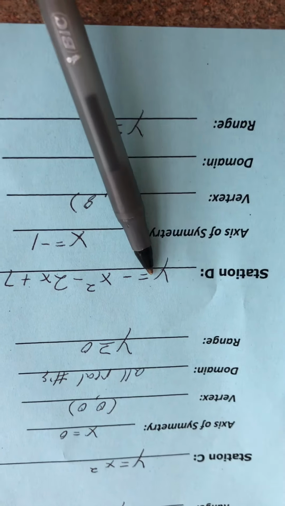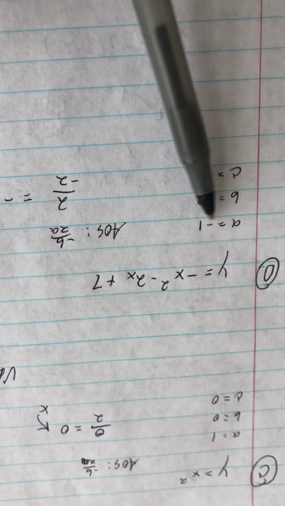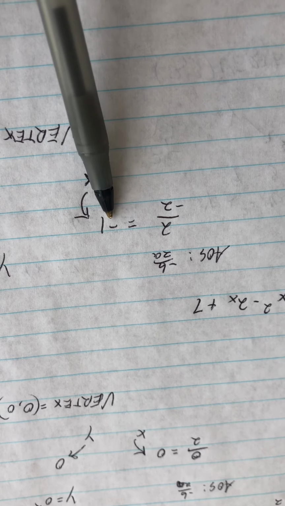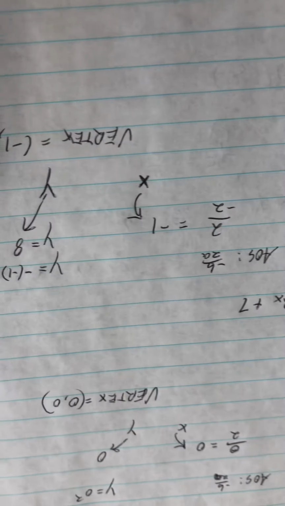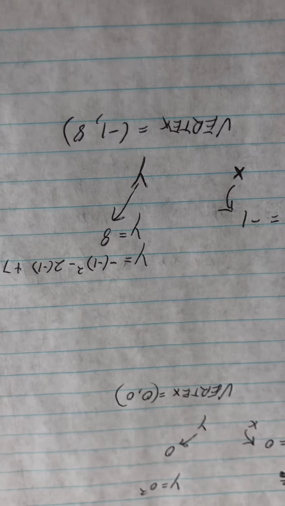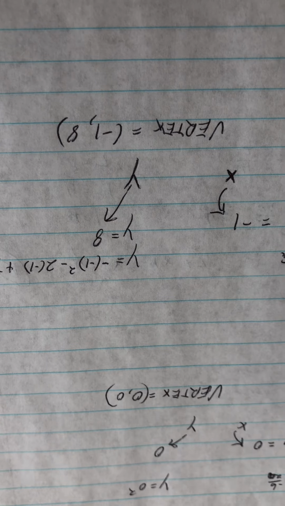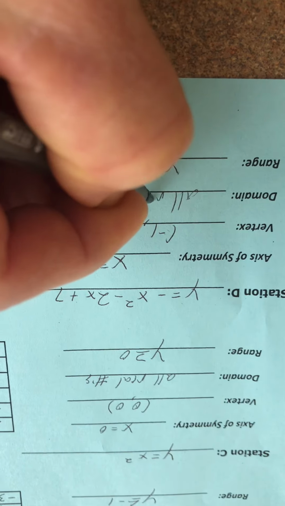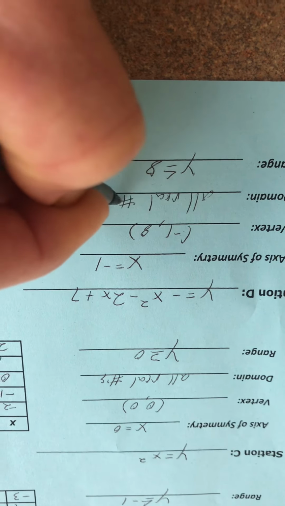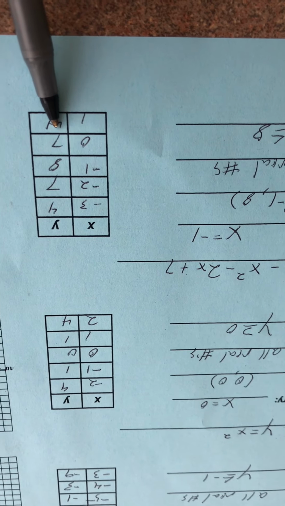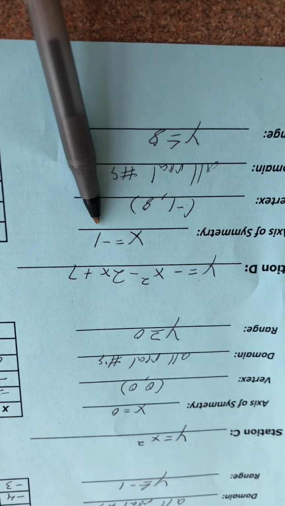For D, we have this equation. I figured out the axis of symmetry. Here's my a, b, and c. Figured out that the axis of symmetry is -1. And then I plug that in to find out what y equals. I get 8. There's my vertex. Domain is going to be all real numbers also. They're all going to be all real numbers for the domain. And here are some points that I got on Desmos that you can plot also.